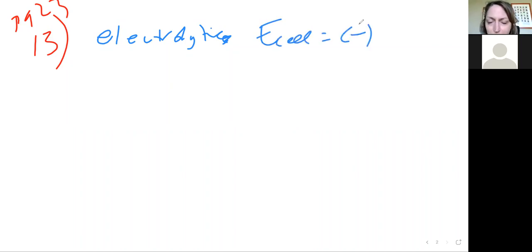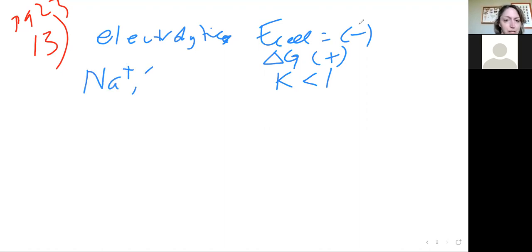And while we're talking about it, since it's electrolytic, E cell will be negative, delta G will be positive, K will be less than 1. So you can just assume all of that from the fact that it's electrolytic, right? Because it's hooked up to a battery source. We're forcing an unfavorable reaction to happen. Now, it's a sodium chloride solution. So basically, the only things available to us are Na+, Cl-, and water. Those are the only species that are available in that solution. So then it says, which of the statements are true?